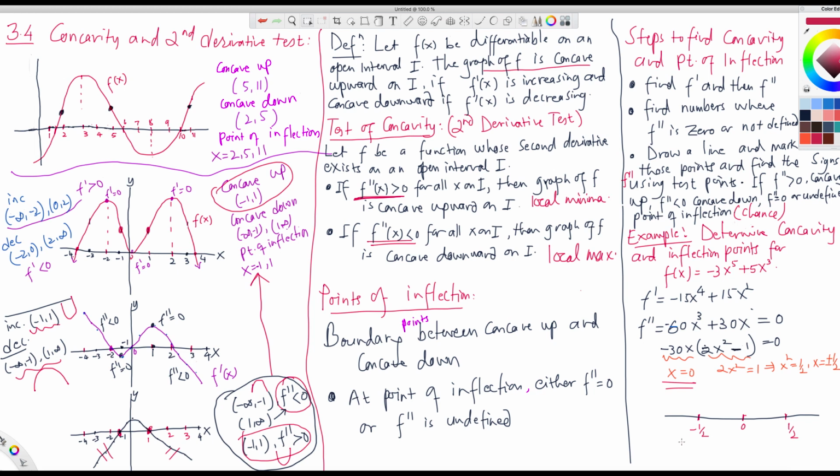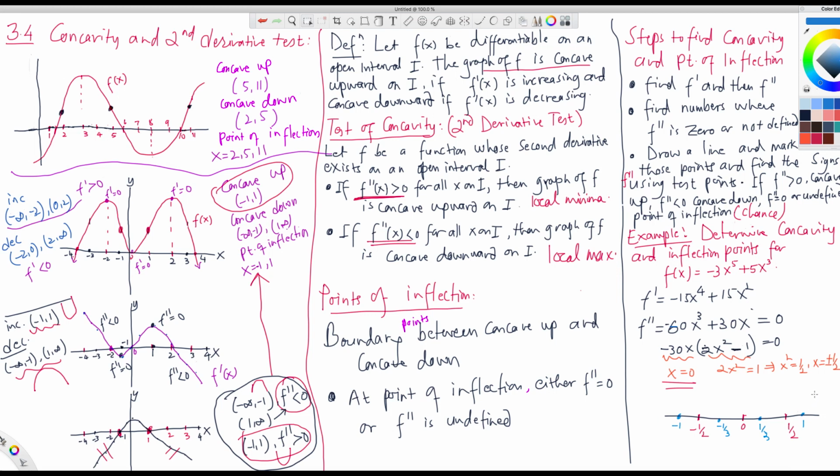So we want to know where it is concave up and concave down. You see that? So how do I do that? I take test points. I take a test point here. Let's take -1. Let's take -1/3. Let's take positive 1/3. And let us take positive 1. And then we will check the sign of f double prime.